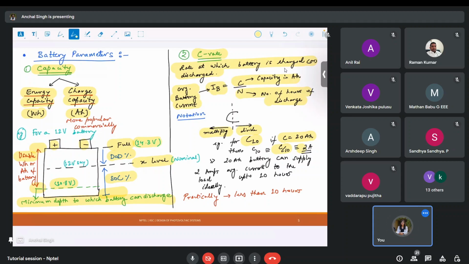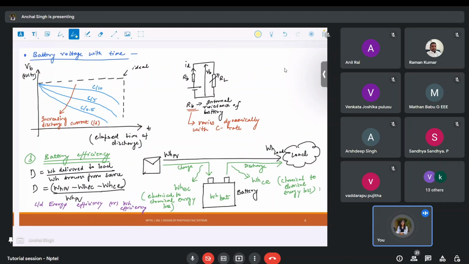What will this mean? It will mean that a 20 ampere hour battery can supply 2 amperes average current to the load for up to 10 hours. But this is ideally. Practically, it will not go up to 10 hours. It will be somewhat less than 10 hours. So whenever you make practical calculations, you always apply a factor of safety. If I want my battery to work for 10 hours minimum, then I need to take a battery that will work for more than 10 hours. These are things that you need to keep in mind while designing a practical system.